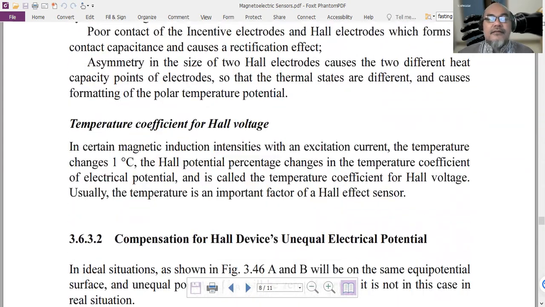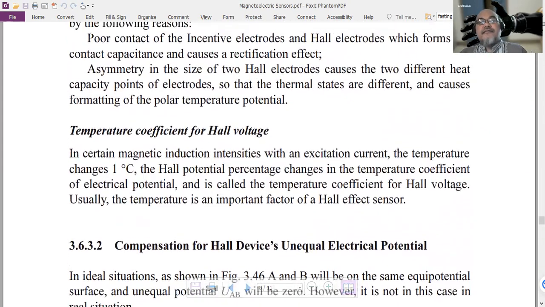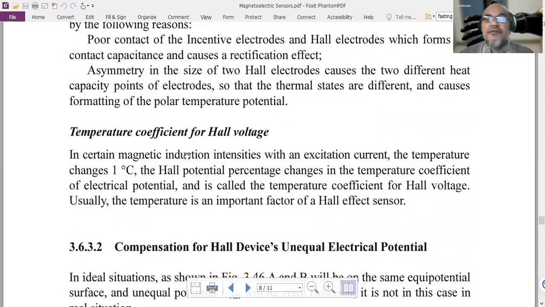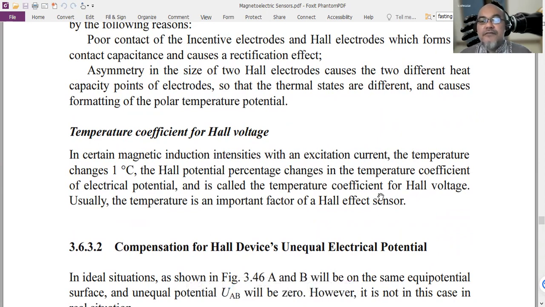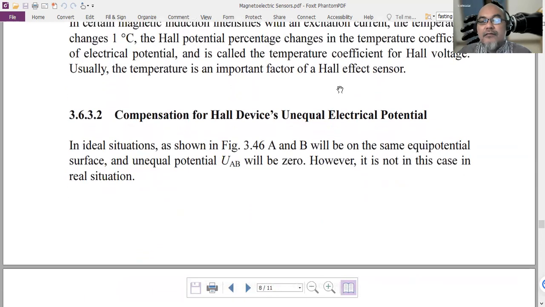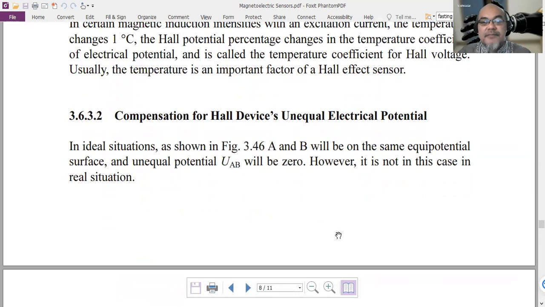Okay. And when temperature changes, the Hall potential will usually also change. For this, it is called the temperature coefficient for the Hall voltage. This is an important effect which we need to take into account, because the surrounding temperature will always change, and this has to be taken into account, so that we can still have an accurate measurement of the magnetic flux.